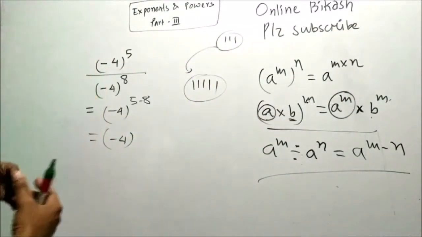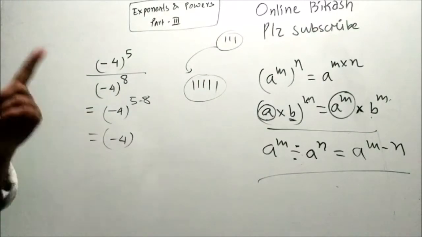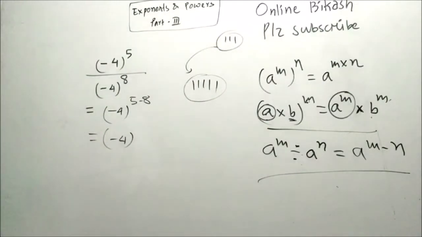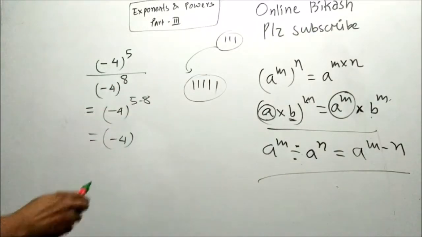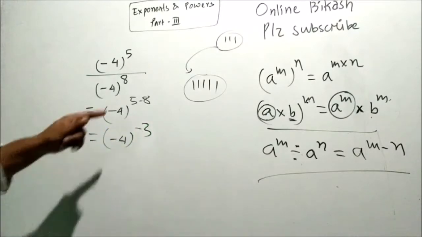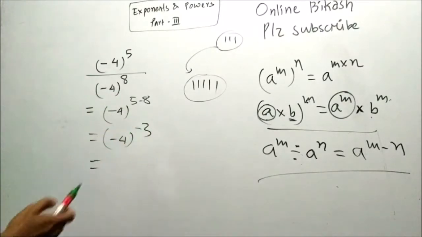So after giving me, how many sticks do you have now? You do not have any sticks. Instead, now you have 3 borrowed sticks. Yes or no? You have borrowed, so you have to give those sticks back to the person from whom you borrowed. So you have minus 3. Minus 3 is the answer. 5 minus 8 is minus 3. So minus 4 to the power minus 3.